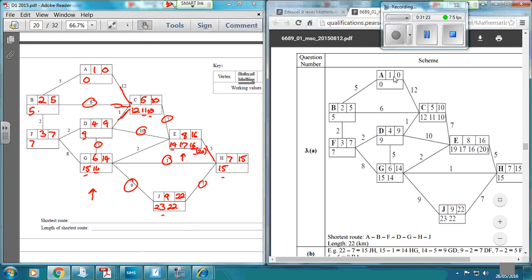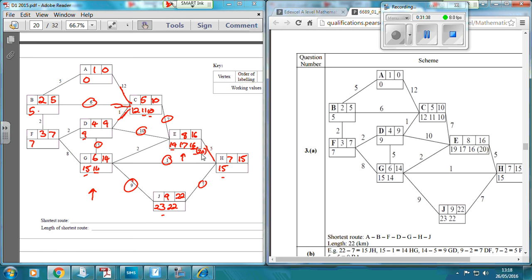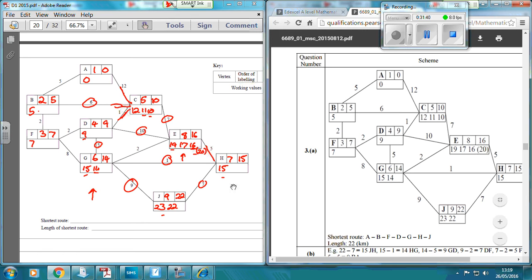So we've got 1, 0, 0, 2, 5, 5, 3, 7, 7, 4, 9, 9, 5, 10, 12, 11, 10, 6, 14, 15, 14, 9, 22, 23, 22, 7, 15, 15, 8, 16, 19, 17, 16, with that 20 in brackets, like I said. But you don't need to have that one.